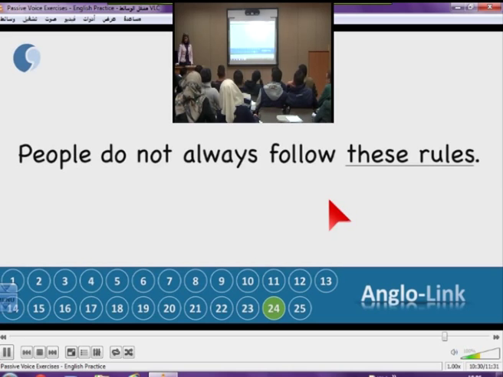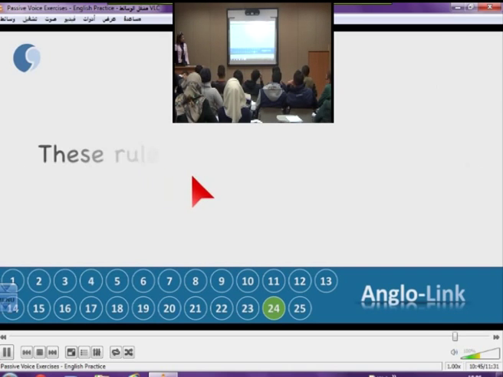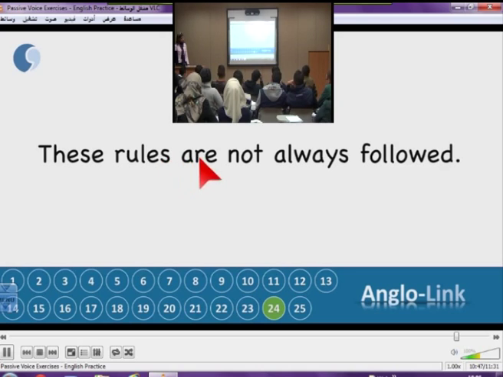Number 24. People do not always follow these rules. So these rules, plural, are going to be at the beginning. We have don't, so it's going to be a negative once again. These rules are not always followed.